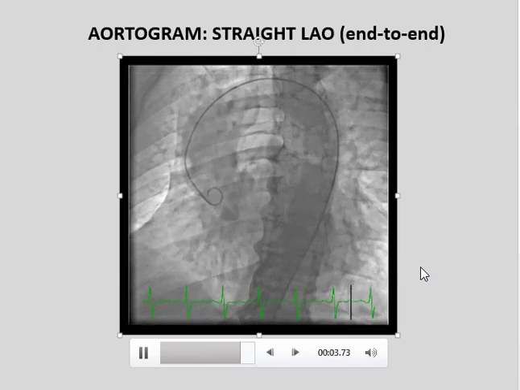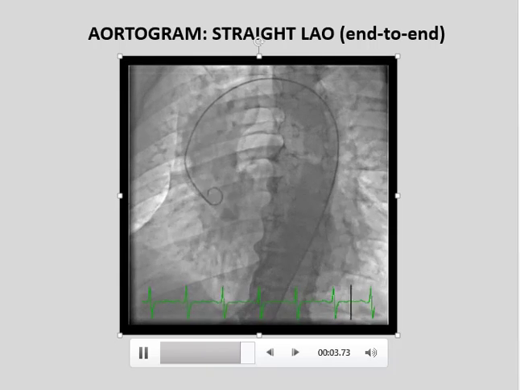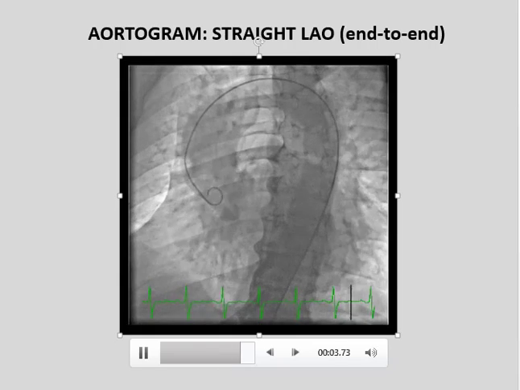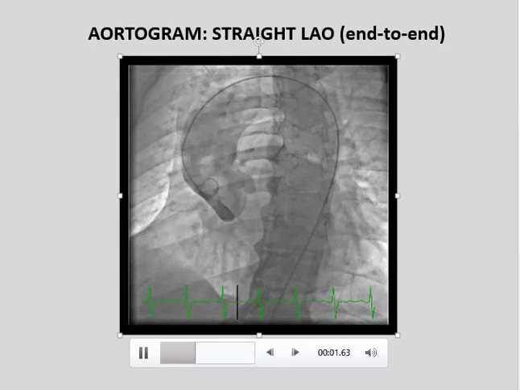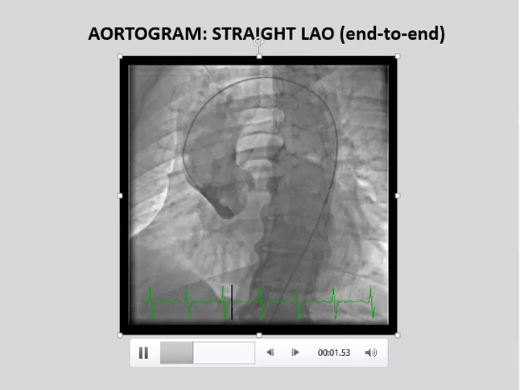At the back of your mind, try to compare these images to what you might see on echo, although they're totally different, but they are related. Remember those two views, straight LAO in this case, heart end to end, straight RAO, the ventriculogram view, the heart in profile.